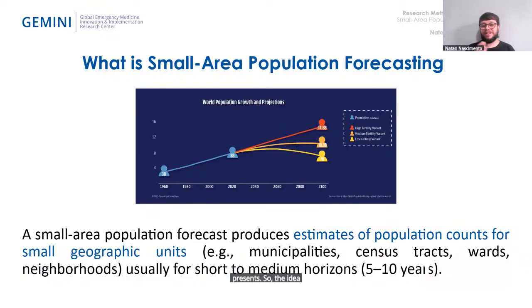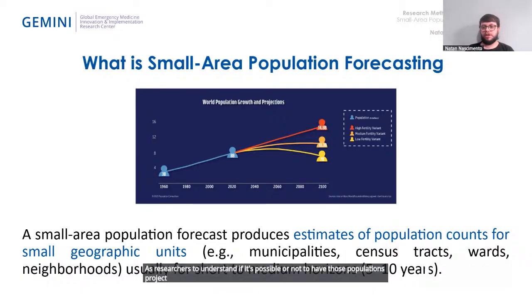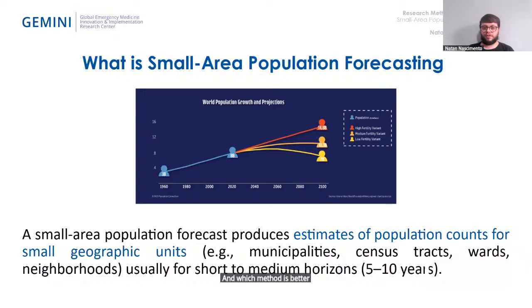So the idea here is to produce those estimates of population. This is very useful for spatial analysis, and that's why I wanted to give this class first, because since we're going to a spatial analysis 101 pretty soon, population is something that we depend on to do those spatial analyses. And we not always have those populations. So it is important for us as researchers to understand if it's possible or not to have those populations projected and which method is better for us.